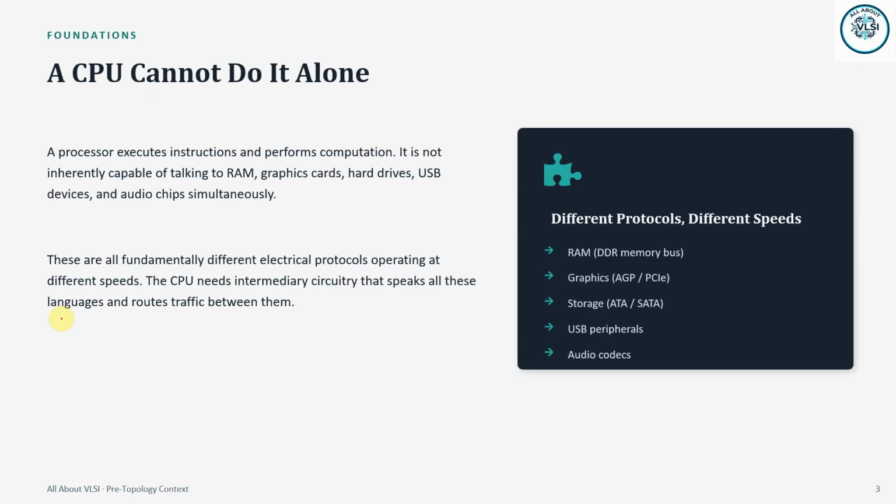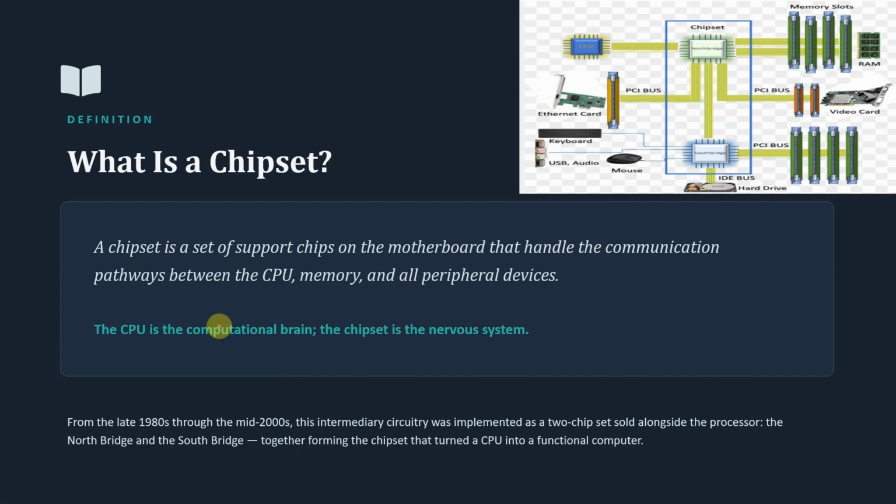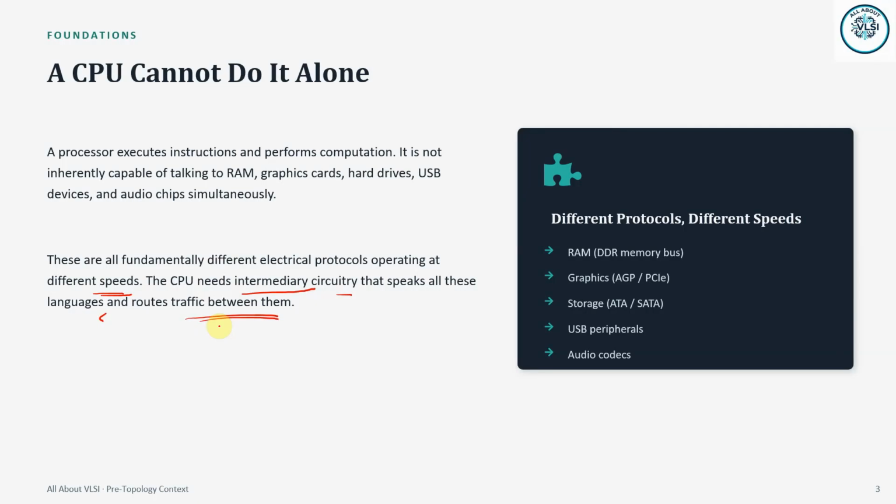Whatever peripherals we connect to my processor, every peripheral is going to have its own specific protocols and its own specific speeds. And the CPU obviously needs intermediate circuitry that is going to speak all these languages and route traffic between them. So my CPU is not going to deal with all these peripheral protocols, and obviously it needs intermediate circuitry.